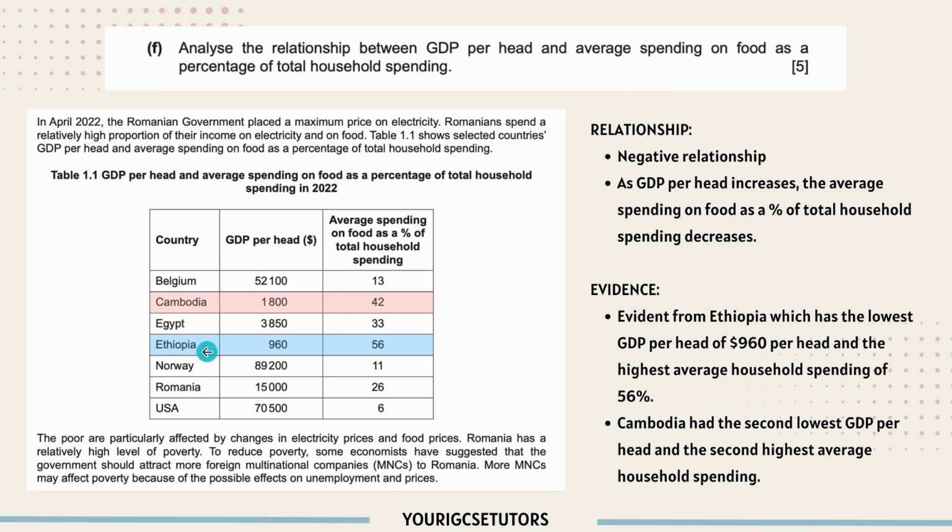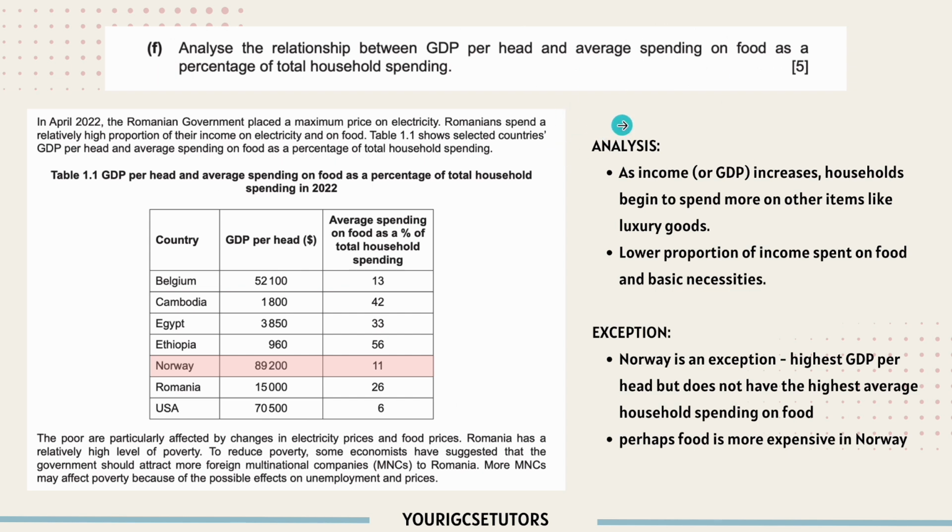Some examples: you can look at Ethiopia. They have the lowest GDP per head, which is just $960, and they have the highest average household spending on food at 56%. If you compare it with Cambodia, they have the second lowest GDP per head and also the second highest average household spending. So obviously it follows the relationship, which is a negative relationship.